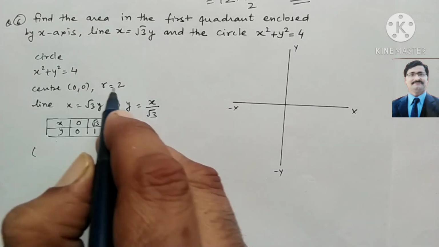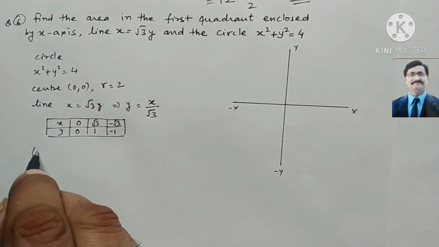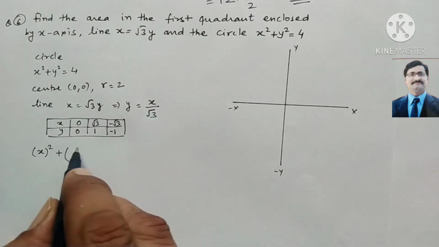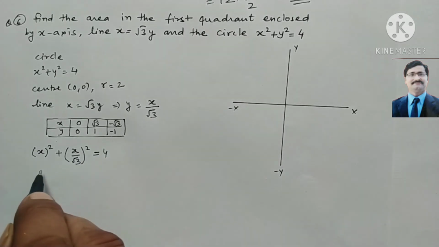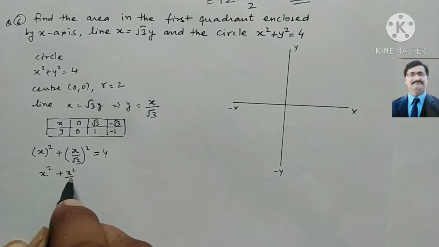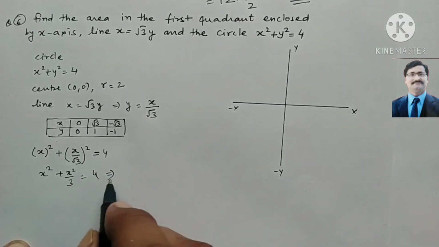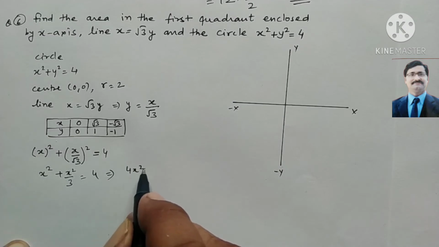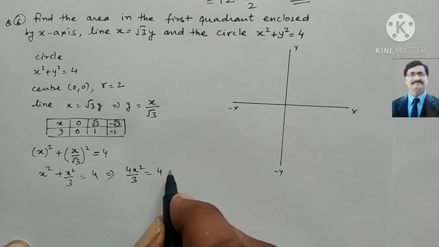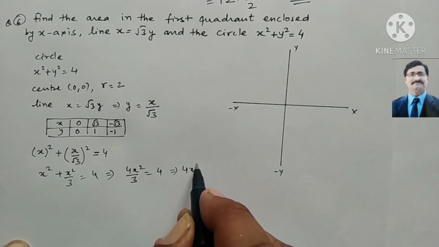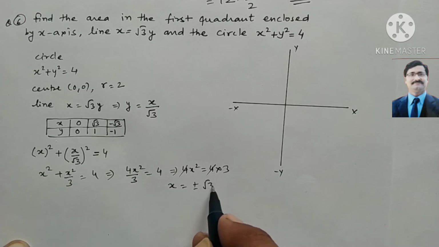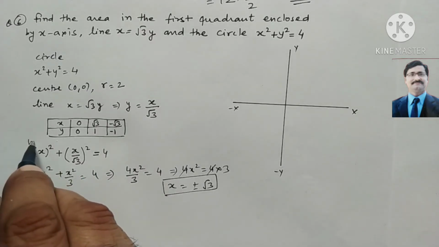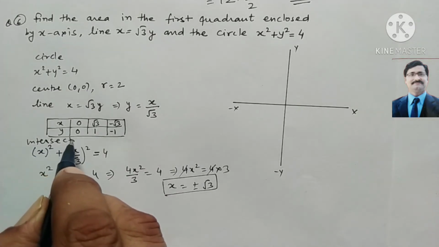This value we put in place of y, we will put (x/√3)² = 4. This will be x² + x²/3 = 4, and taking the LCM, we get 4x²/3 = 4, which means 4x² = 4 × 3. 4 we cancel, x = ±√3, which means wherever x = ±√3, there we will get the intersection. This is the intersection we get.